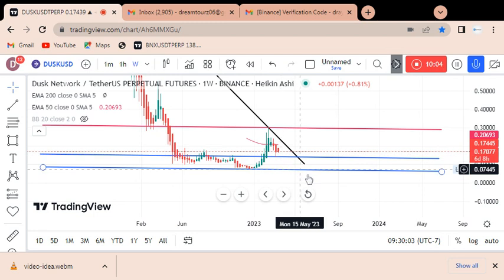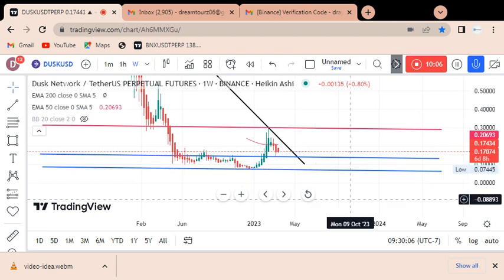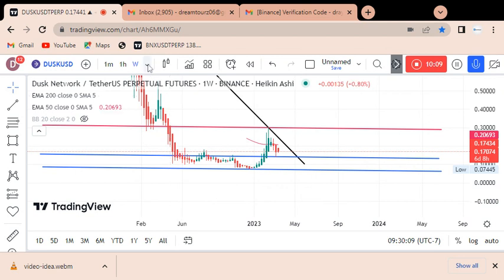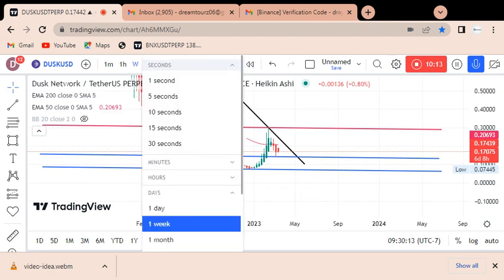Now we can see that from the smaller time frame. Let's find out what the daily time frame is telling us about what price is doing right now.